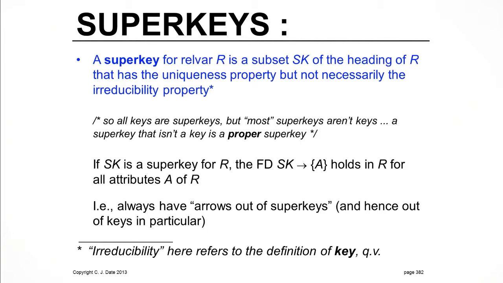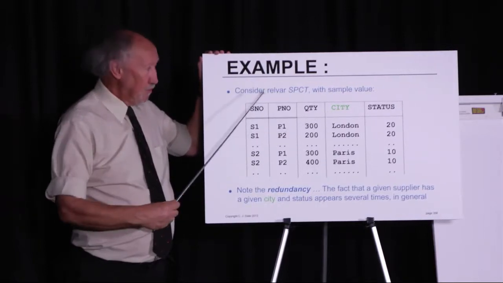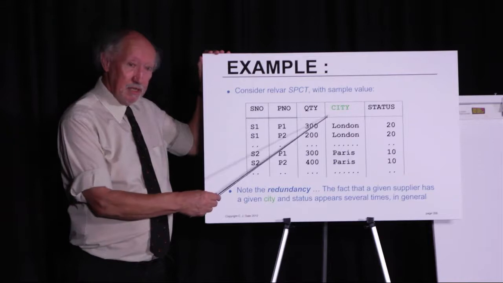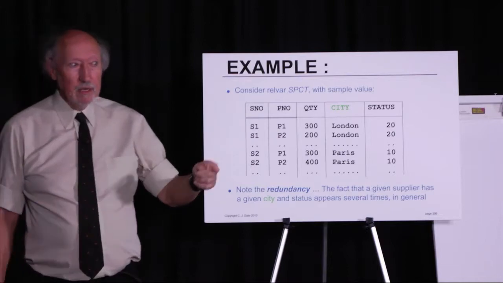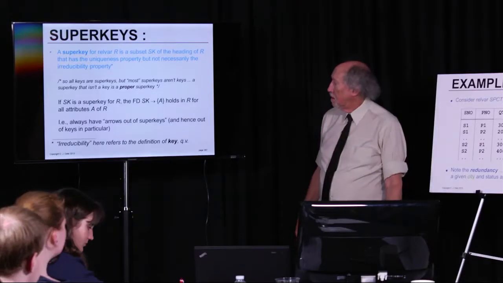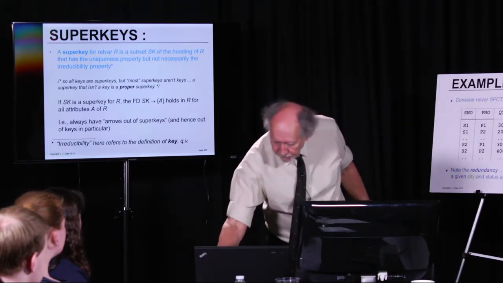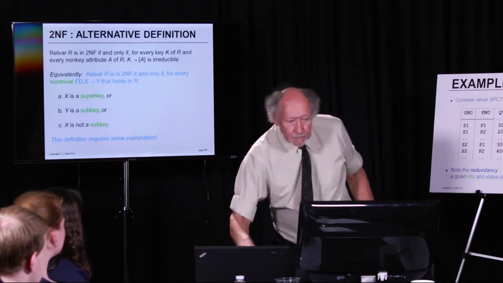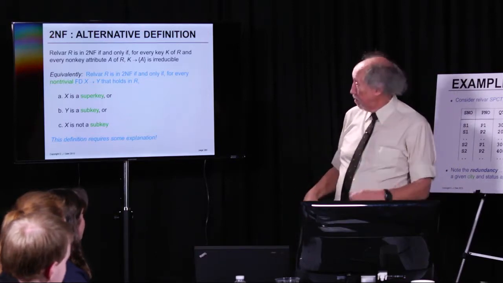Well, now, you see, I said before that you always have arrows out of keys. That's true. More generally, you always have arrows out of superkeys. Supply number, part number, and city is a superkey here, and there's an arrow out of that to everything. If two tuples have the same value for supply number, part number, and city, they have the same value for everything, because they're the same tuple. So there are always arrows out of superkeys. You can never get rid of those. So backing up again, one of the possibilities is that the left-hand side in the functional dependency x arrow y is a superkey.